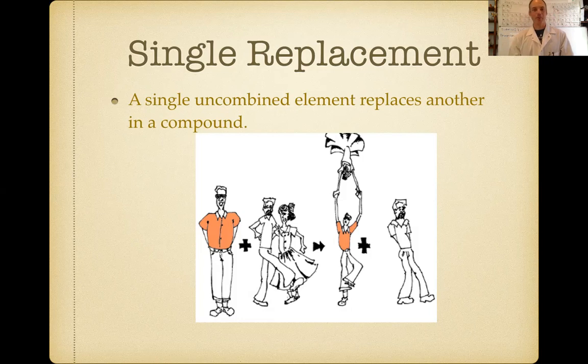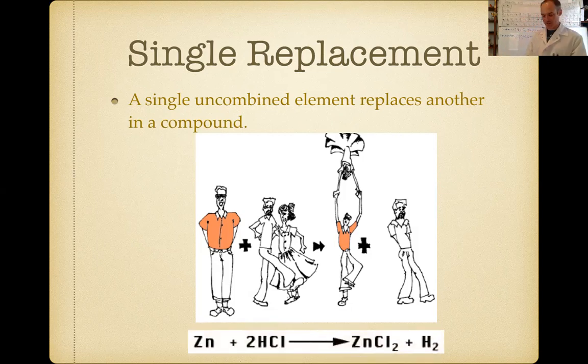You have a single thing take the place of another in a compound. So in this case, the compound is a girl and boy partner at a dance, and something better shows up. She wants to be combined with that instead. So you're left out on loser street, going home by yourself. Zinc will do that. Okay, so let's look at this example.